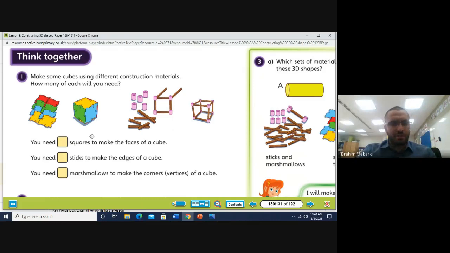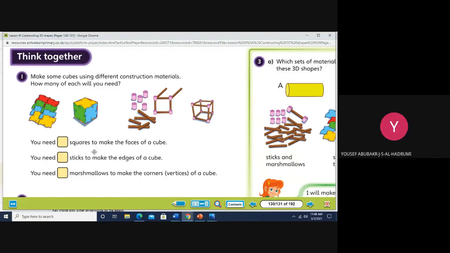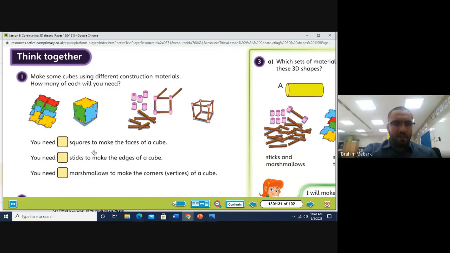Very good. Who answered this question? Yusuf. Amazing. Thank you so much, Yusuf. But next time, please click on the raise hand button. So you need 6 squares in order to make the faces of a cube.